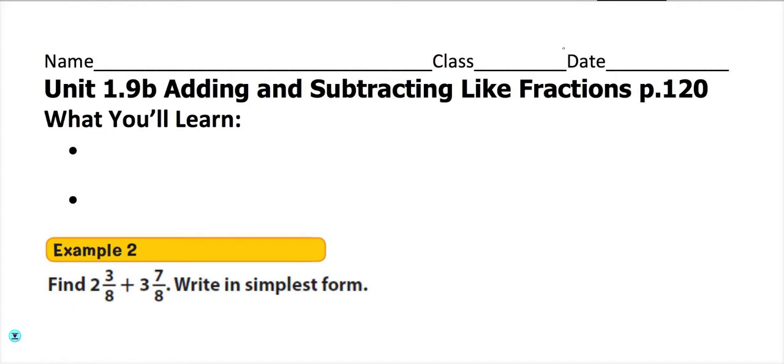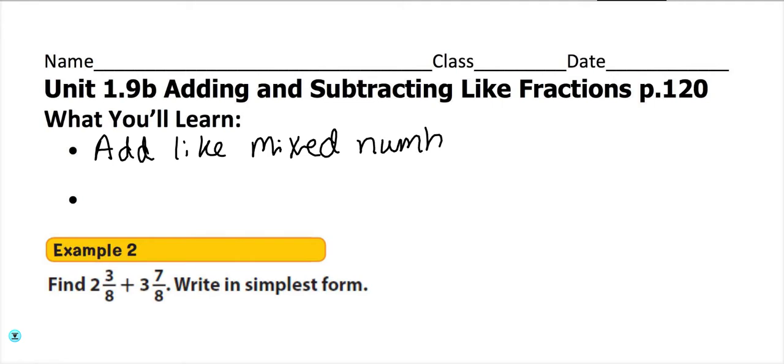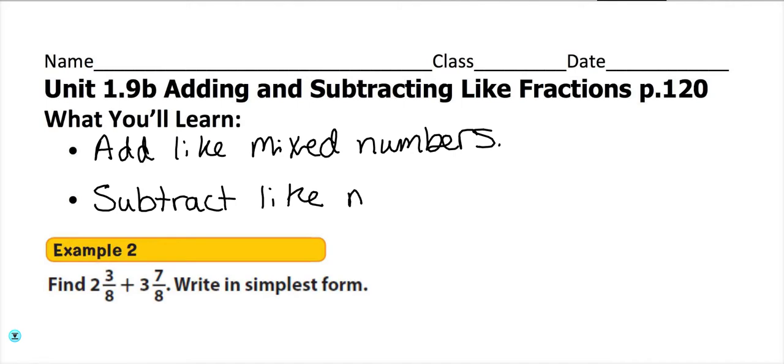So the objectives are the same, except we're going to change them to mixed numbers. We're going to add like mixed numbers. Now our book calls it all the same. They call everything a like fraction, which they technically are, okay? But we're separating them out, so we're going to call them two separate things. And then the next one's going to be subtract like mixed numbers.